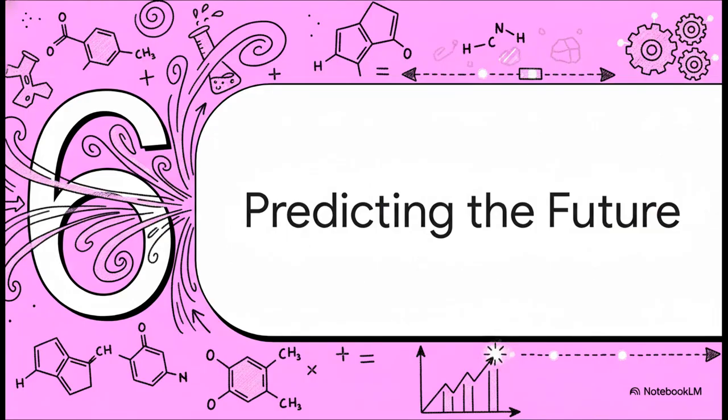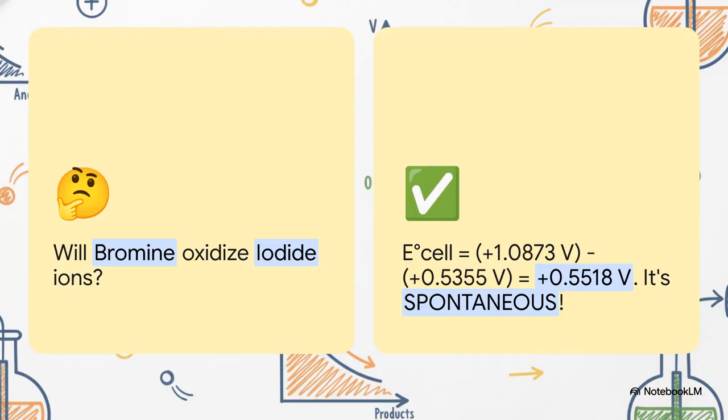And what's so incredibly powerful about this is that it's not just for explaining things that have already happened. We now have a tool that lets us predict the future for countless other chemical combinations. For example, let's try a quick one. Will bromine react with iodide ions? Let's see. You find their potentials, you run the numbers, cathode minus anode, and you get a positive answer. So yes, it's spontaneous. Just like that, you've become a chemical fortune teller. You can predict what's going to happen.